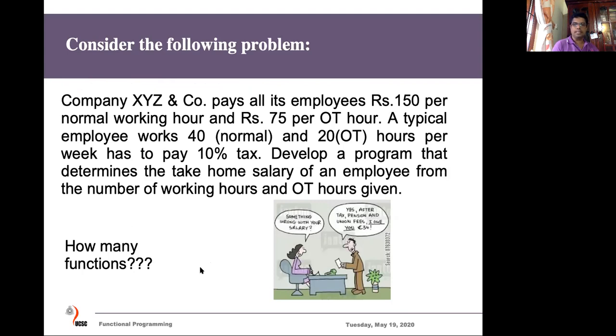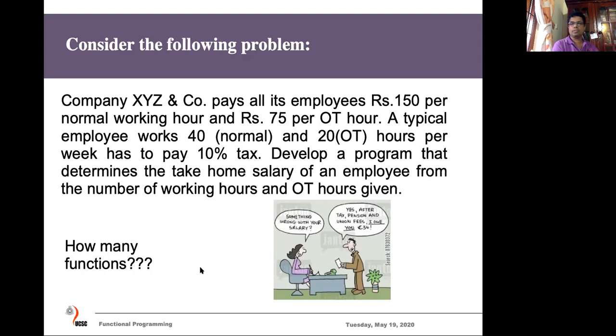The problem says there is a company, and it pays 150 rupees for normal working hours for the employee and 75 rupees per OT hour. And it says typically persons work 40 normal hours and 20 OT hours per week. And it further says this company takes 10% tax to the government. So finally it asks to implement a function to calculate the take-home salary of the employee.